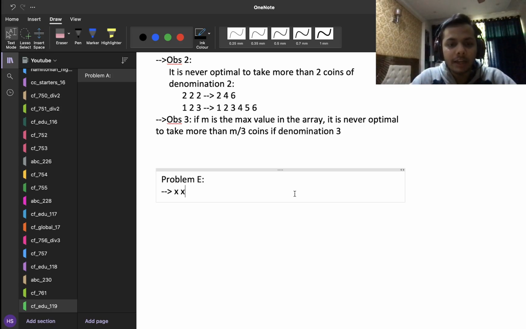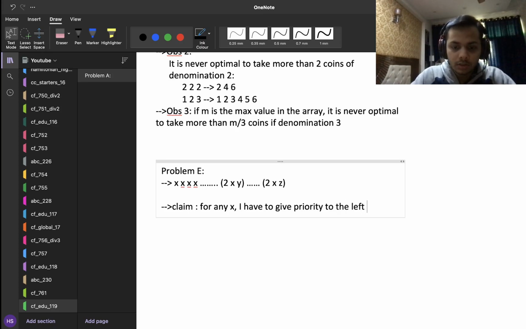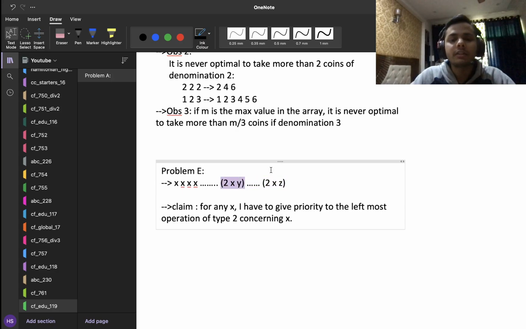Let's look at a particular element x. So I have a few occurrences of x here, right? And let's say I have two operations concerning x, right? So I have two operations of type 2 concerning x. One operation is 2 x y, and then to the right is another operation 2 x z, right? So I have a situation like this, and here what I claim is that for any x, I have to give priority to the leftmost operation of type 2 concerning x, right? So the leftmost operation of type 2 concerning x is nothing but this particular operation, right?